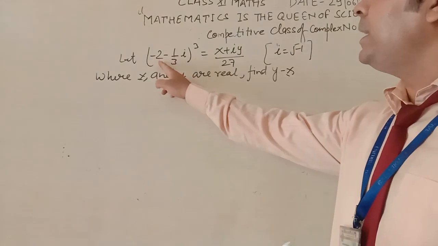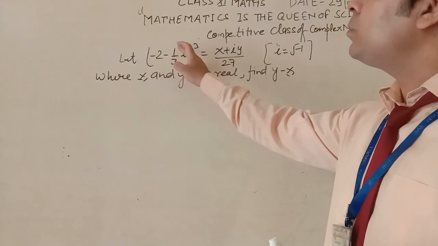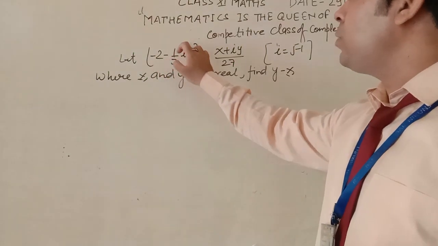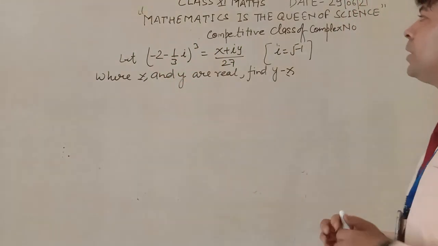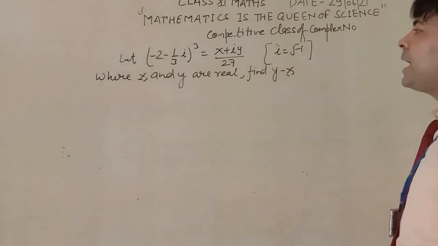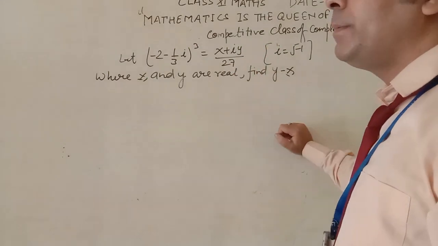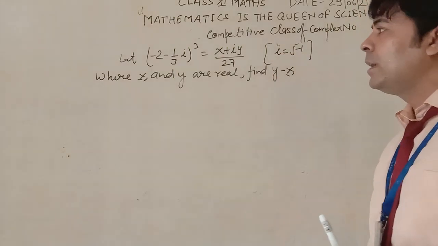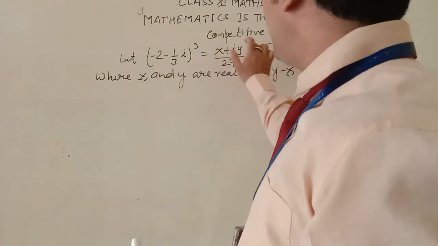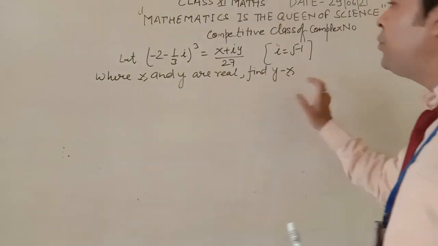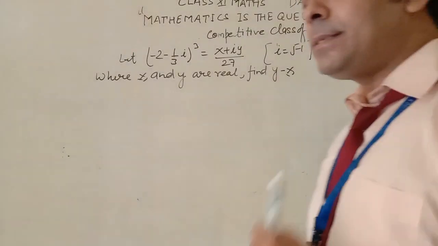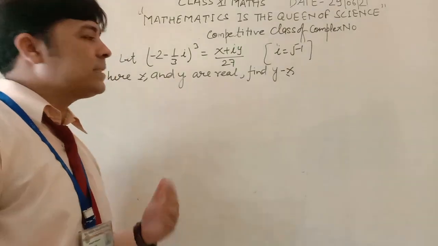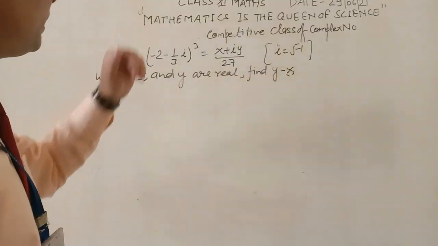This one is (-2 - 1/(3i)) whole cube is equal to (x + iy)/27. You know that i is equal to root of minus 1, where x and y are real, and you need to find out the value of y minus x. So firstly we need to find out the value of x and y for the given relation.